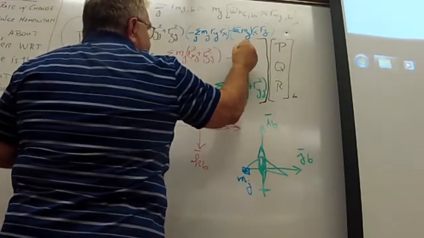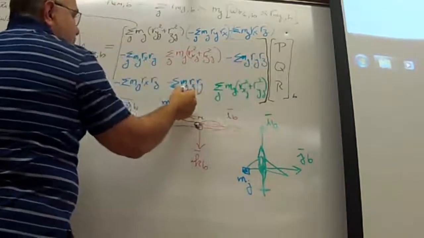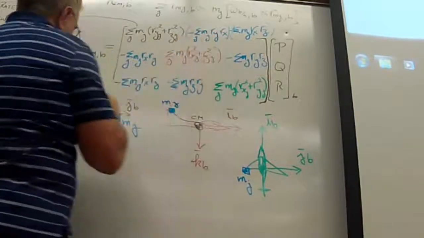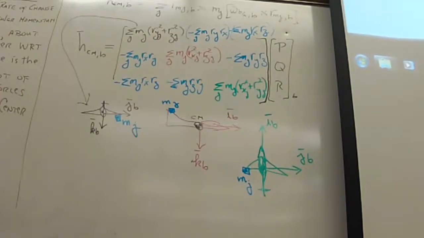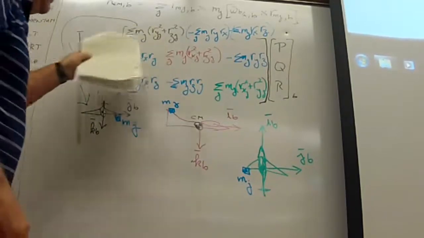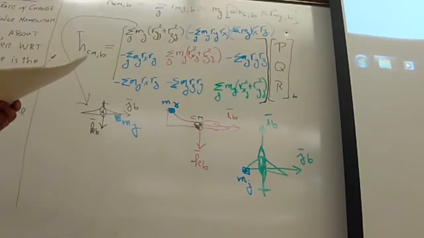Well, what's going to be here? This is going to be minus the summation of all the MJs. So again, these guys are equal, these guys are equal, and these guys are equal. All the skew symmetric terms that we've been talking about before are now equal instead of being the opposite of each other. Now that there is your moment of inertia matrix.